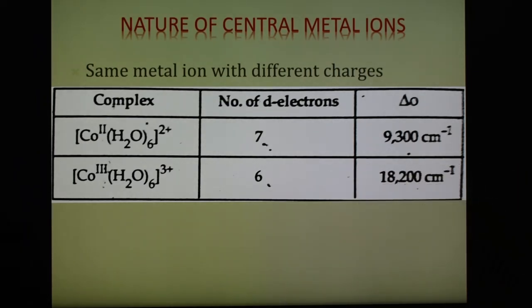This effect is probably due to the fact that a central ion with a higher oxidation state will polarize the ligand more effectively, and therefore the ligand approaches such a cation more closely as compared to a cation having a lower oxidation state, resulting in a large splitting. So this is the reason. Because of that, a metal ion with a high oxidation state has a higher value of delta O. This is one case, in the nature of the central metal ion.